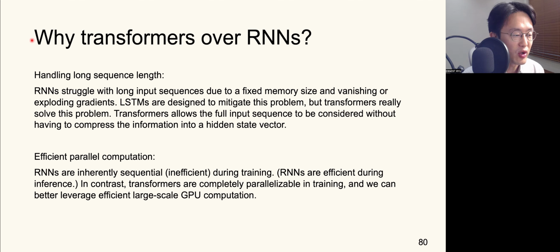Transformers are also much more efficient in utilizing parallel computation. RNNs are inherently sequential during training. Now, I want to clarify, RNNs have no problem in terms of efficiency during inference. What I'm talking about here is the efficiency during training. In contrast, transformers are completely parallelizable in training, and we can better leverage efficient large-scale GPU computation when training transformers.